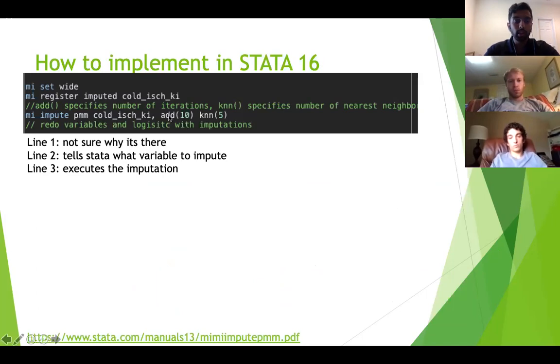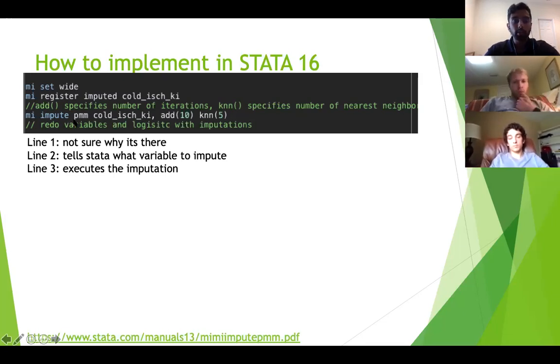It's super simple. The first line is mi set wide, which I think just sets up the imputation. Not really sure what else it does. The second line is mi register imputed, and then the variable you want to impute. So this is cold ischemia time I'm using for this example. And the final line is the more complicated line with all the inputs.